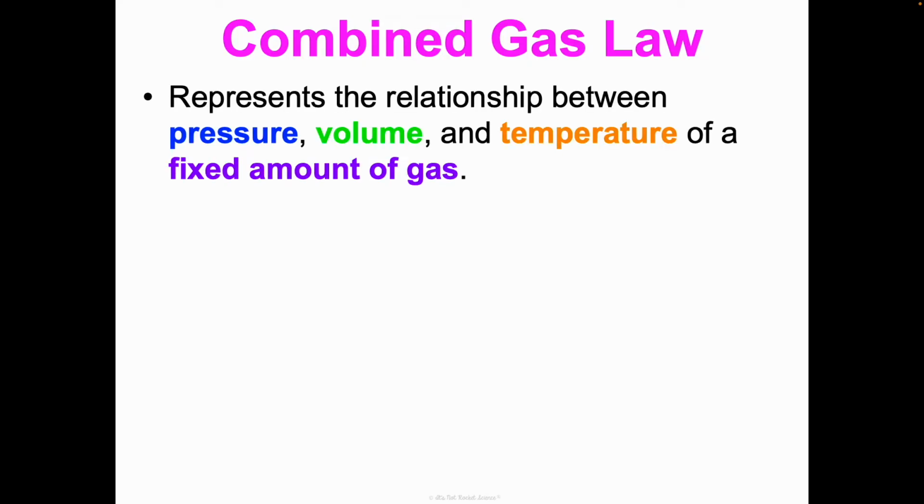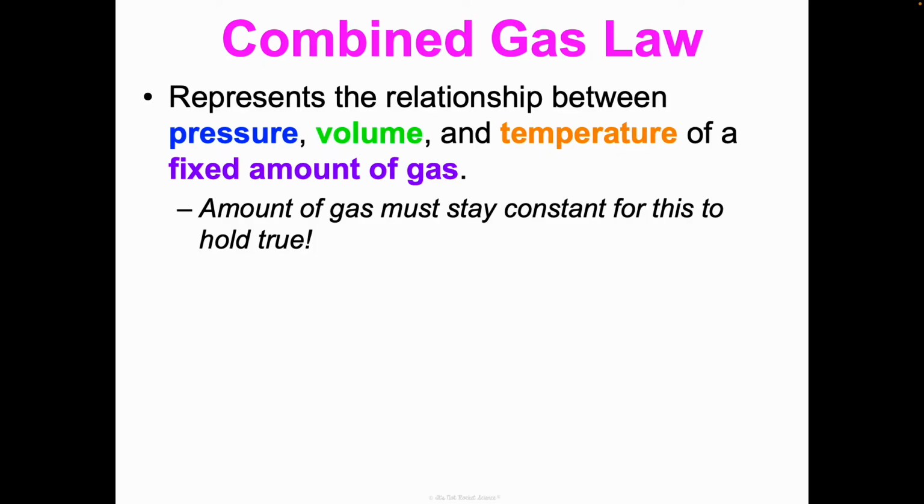All right, now we're going to put it all together, and this is where the combined gas law comes in. This is just going to put pressure, volume, temperature, and amount of gas all into one equation, but it's going to expect that the amount of the gas stays constant in order for you to be able to use this equation. So we're not changing the amount of gas, just the other things. And we just put it into one equation: P1 times V1 over T1 equals P2 times V2 over T2.